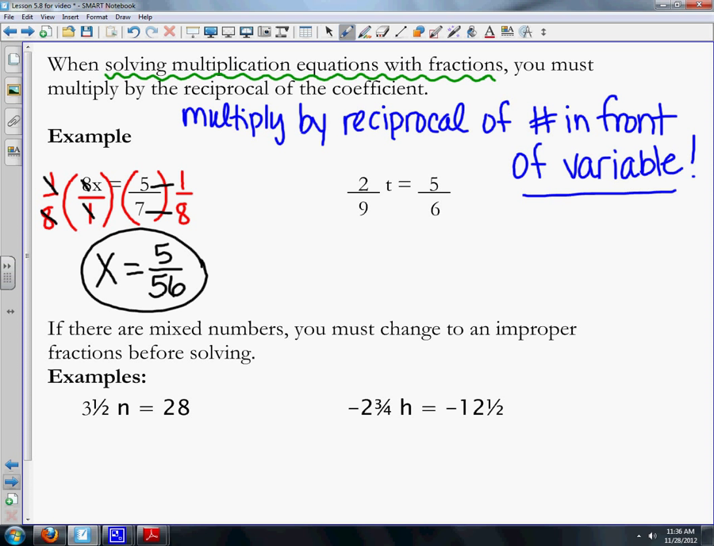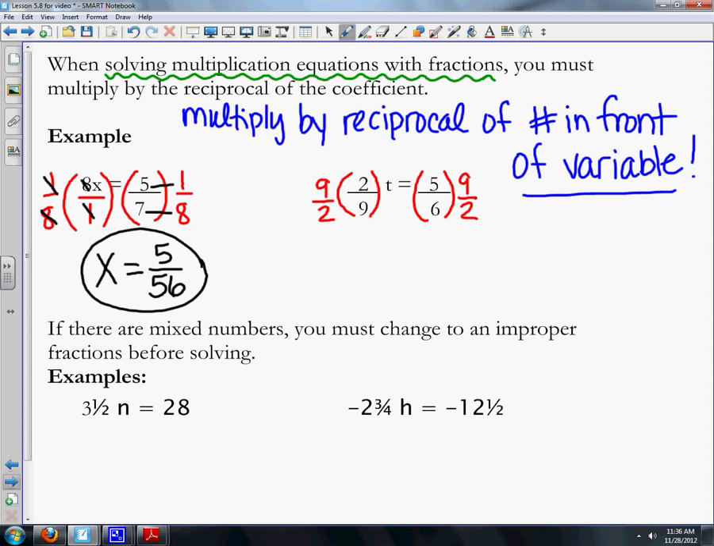So now this one is 2/9 t equals 5/6. So you're going to multiply by the reciprocal of the coefficient, and the coefficient is 2/9. So I'm going to multiply by 9 over 2 on both sides, 9 over 2. I don't know why I put parentheses. I just do it to make it so that I know that I'm multiplying and trying to keep things separate. But you don't have to have the parentheses. If those are messing you up, just don't even put them on.